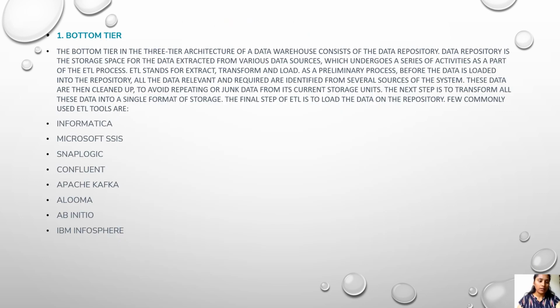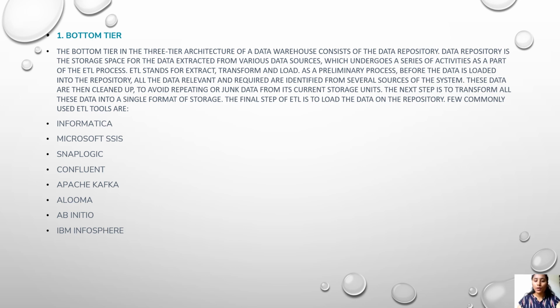Here comes the bottom tier. The bottom tier in the three-tier architecture of a data warehouse consists of the data repository. The data repository is the storage space for the data extracted from various data sources, which undergoes a series of activities as a part of the ETL process. ETL stands for extract, transform, and load.